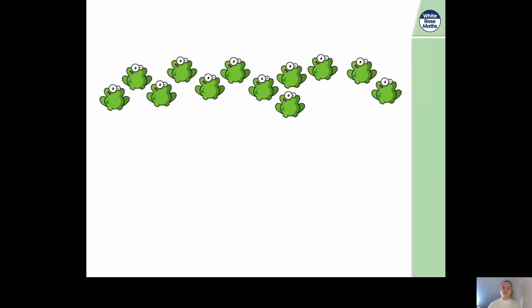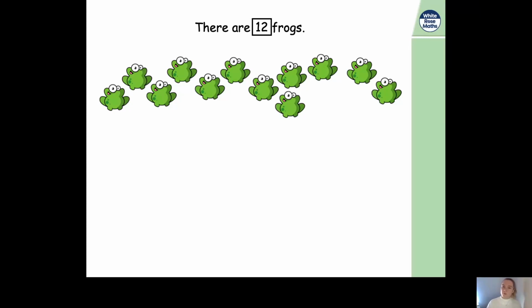Oh, here we go. We've got some frogs. Now, how many frogs are there all together? Should we count together? Okay, 1, 2, 3, 4, 5, 6, 7, 8, 9, 10, 11, 12. There are 12 frogs all together.